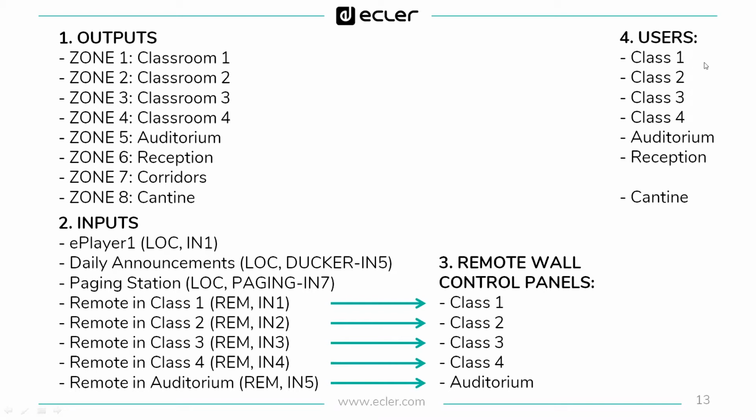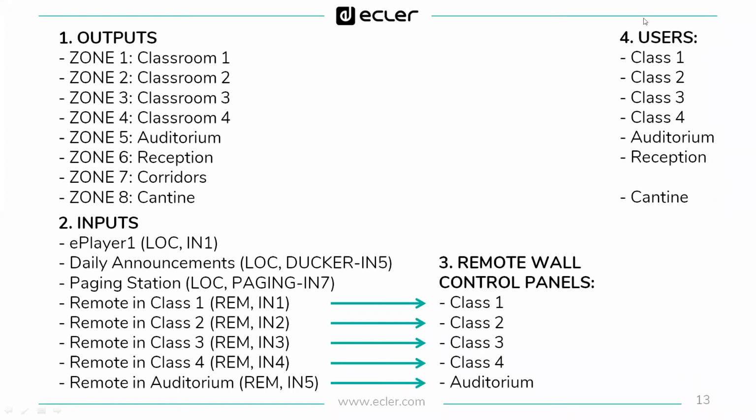Remember, the needs told us every teacher presenter will be able to control the system of their classroom from both the wall control panel and from the phone application. So we will have to create a user for them for the pilot application, the same for all classes and the auditorium. Then the reception will be able to control all areas in the school, and the canteen will only be able to control the volume in the canteen.